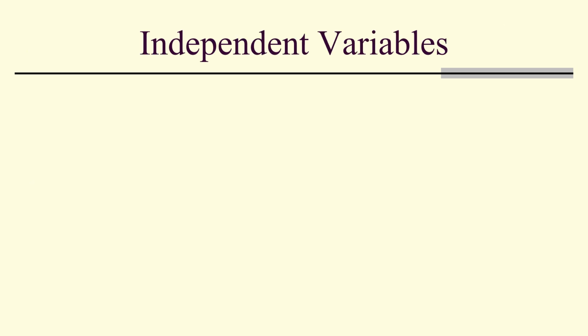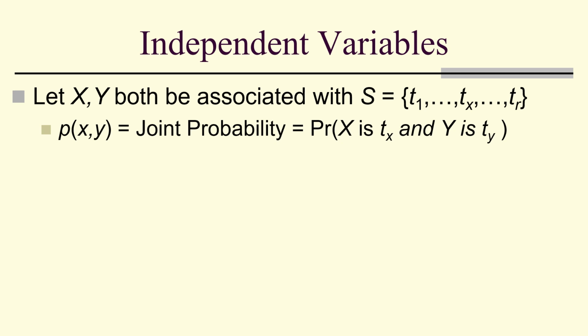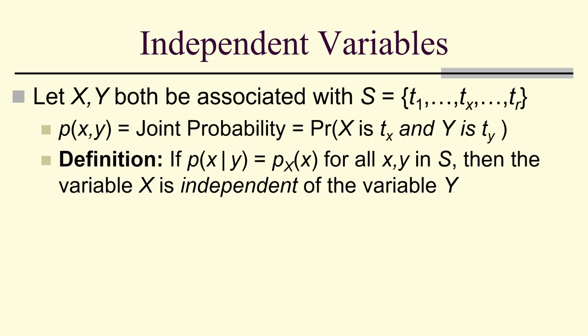So independent variables, let's look at this special case where capital X, capital Y are both associated with the same set S of numbers. Joint probability, P of x, y in function notation, is the probability that x is t sub x and y is t sub y. Now, to define independence, we're going to use the following definition. If the conditional probability, P of x given that y holds, is equal to the marginal distribution in x for all x, y, and s, then the variable x is said to be independent of the variable y.